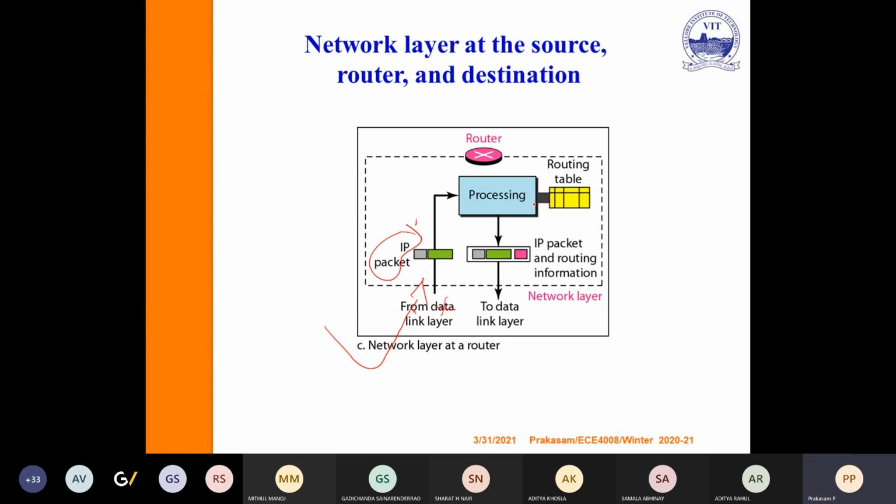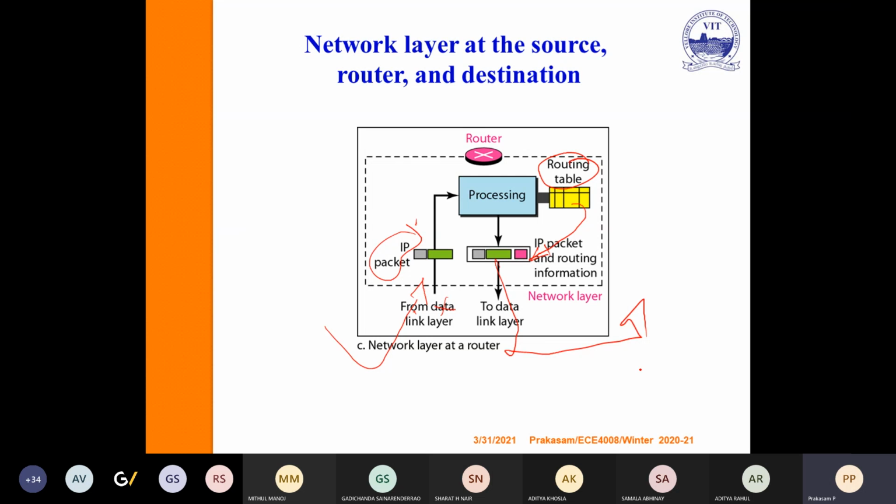Then depending upon the destination, again it updates the routing table at the router. It will affix routing information along with the IP packets. Then it will pass to the data link layer and go to the destination. So a router is a combination of destination and source functions.